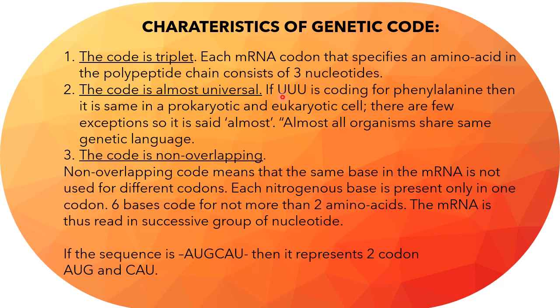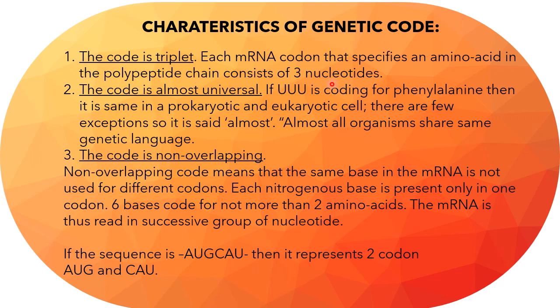So first is the codon, or the code is triplet. That is what we term as codon. So the code is the triplet. This is the first characteristic. Each mRNA codon specifies an amino acid in the polypeptide chain. It consists of 3 nucleotides, so it is termed as triplet code.